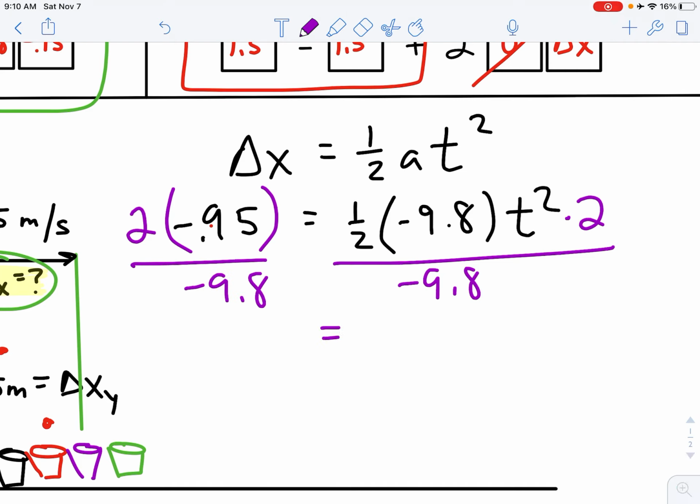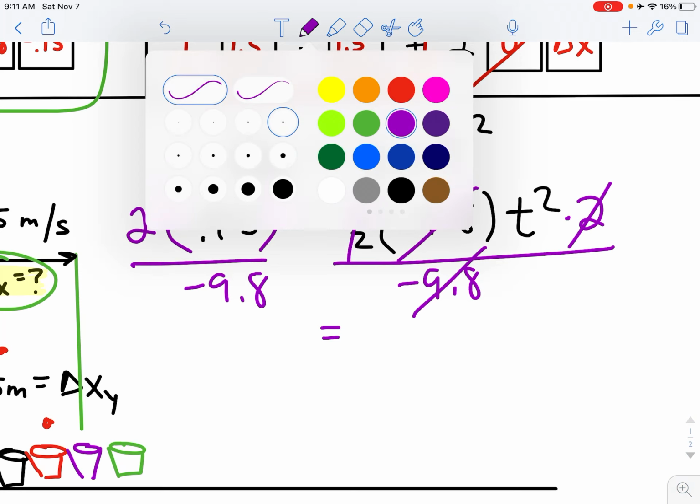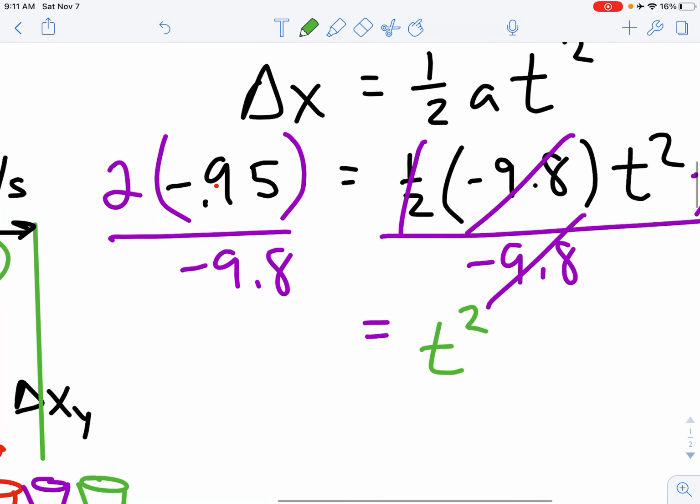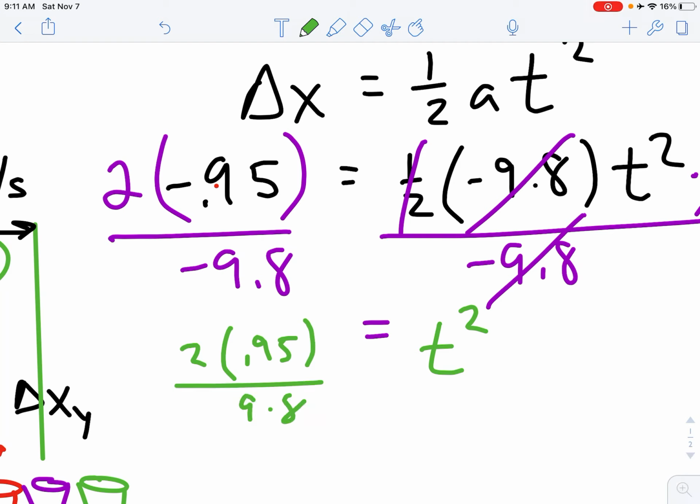Okay? 1/2 times 2 is 1. Negative 9.8 divided by negative 9.8 is 1. And we're left with t squared on the right side. On the left side, we have this big expression. Okay? And I'm just going to rewrite it. I'm not going to solve it just yet. 2 times 0.95 divided by 9.8.